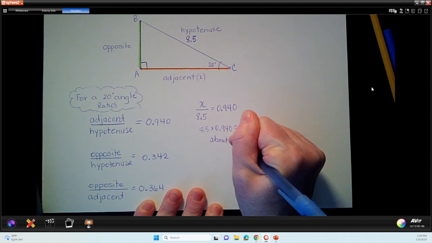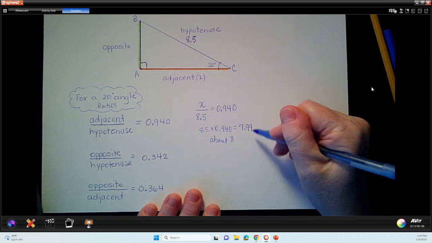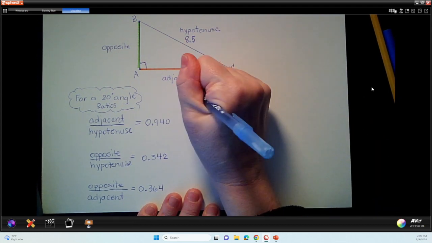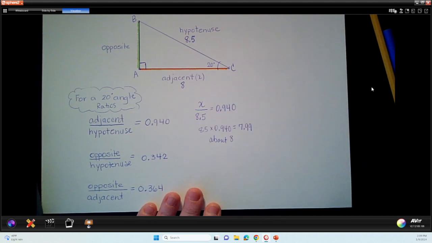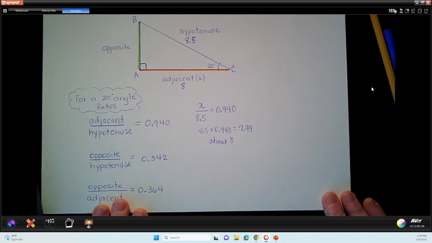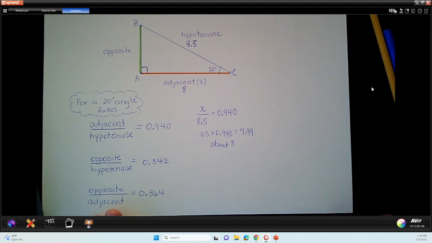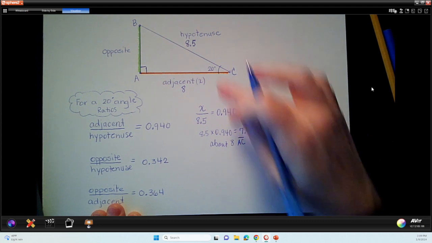And we're going to talk a little bit about our estimating in our lesson the next class. So just know that really we got 7 and 99 hundredths, but we're going to say this is about 8. So I'm going to put 8 down here as my adjacent. This is my x. Now, the question doesn't really ask us to find the opposite, but we're going to go for it.